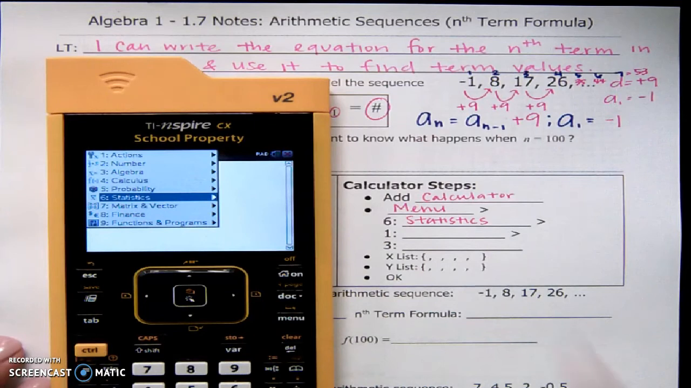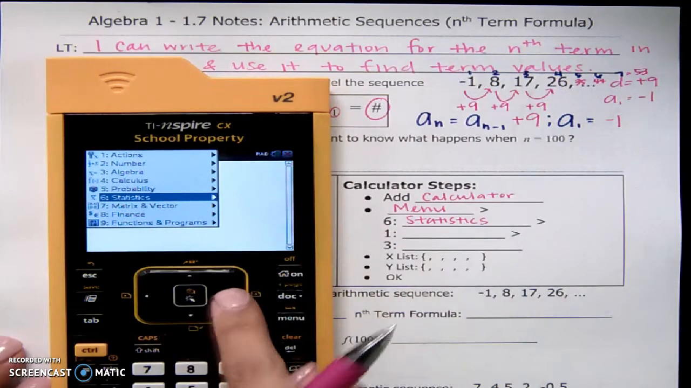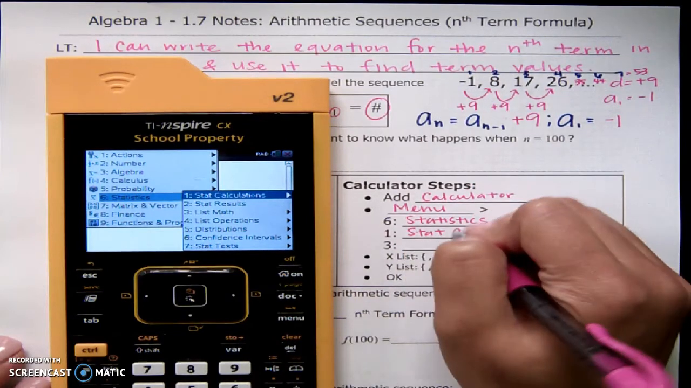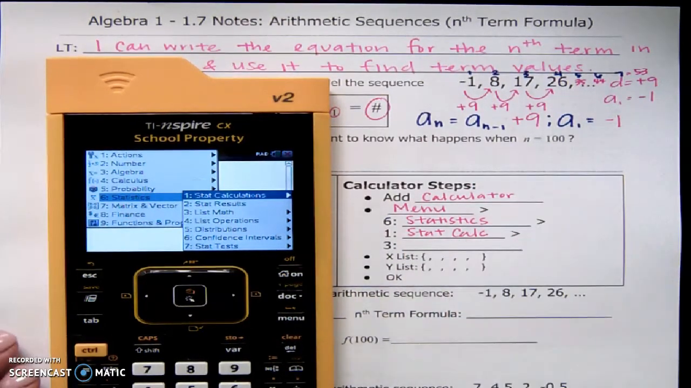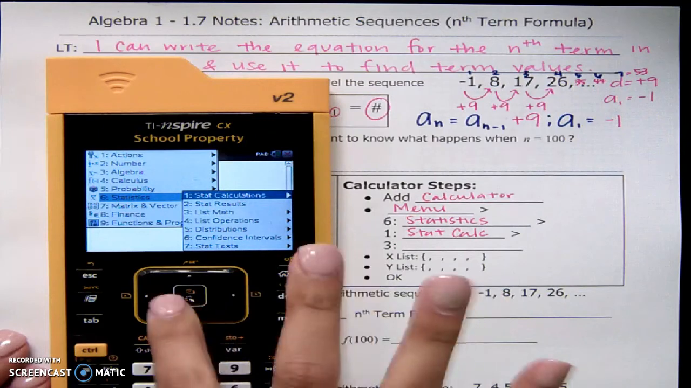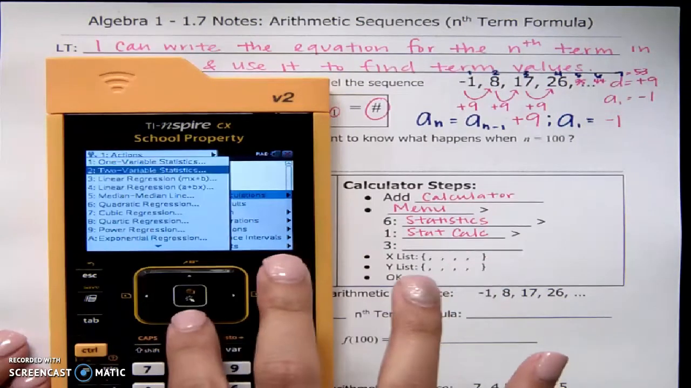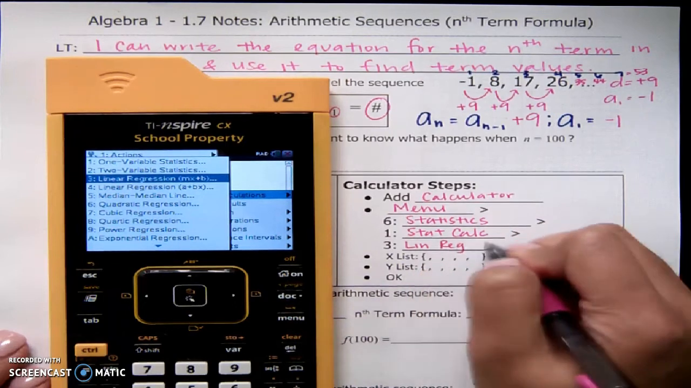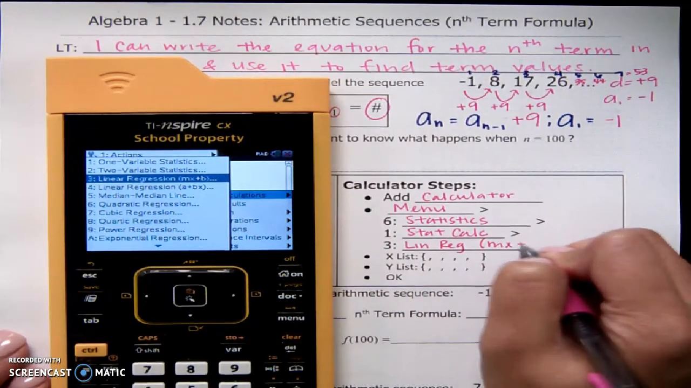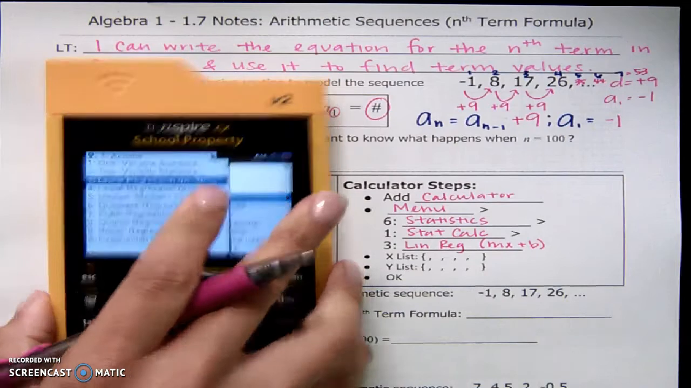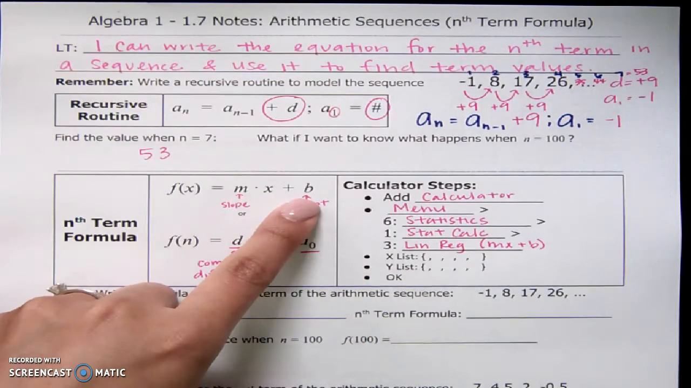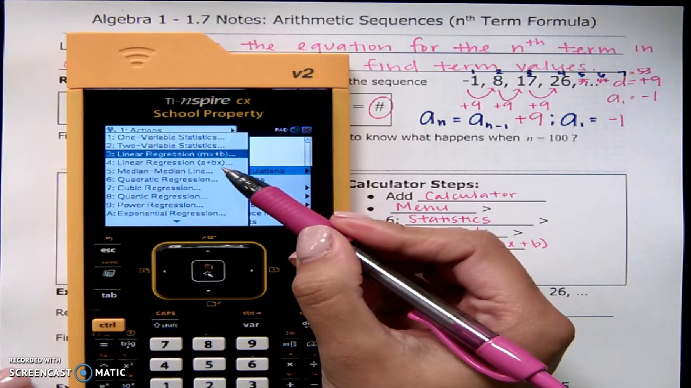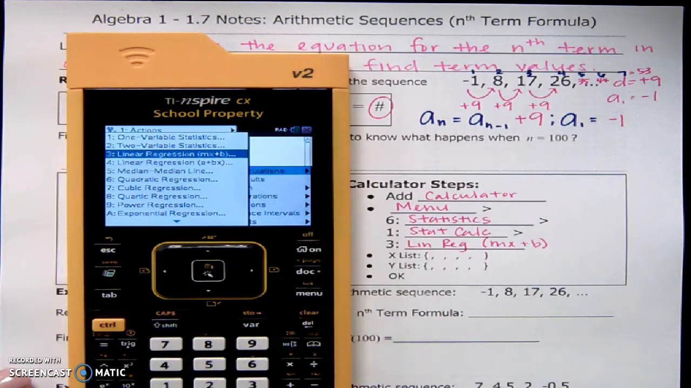Focus on the words, not the numbers. And then after statistics, we're going to do stat calc, or stat calculations. And then this is still a linear regression. So we want the mx plus b. That's what we have right here, mx plus b. So make sure that you choose the correct linear regression because there's another one underneath it. We want the mx plus b.